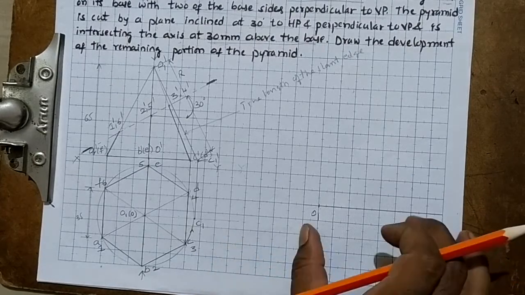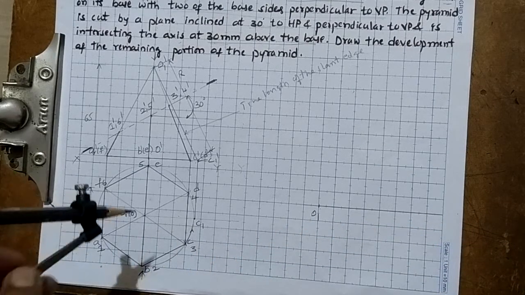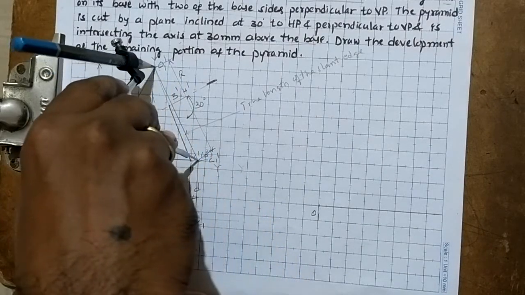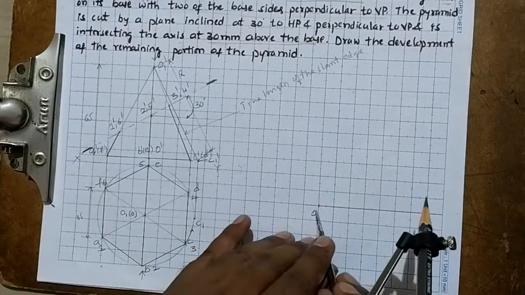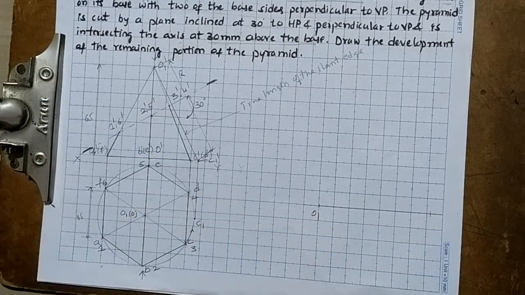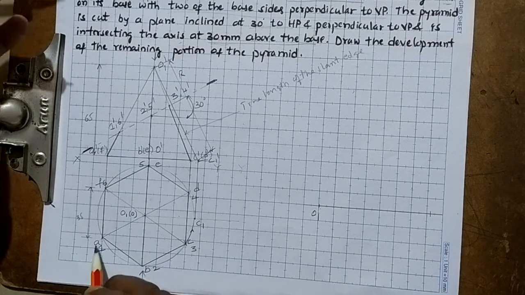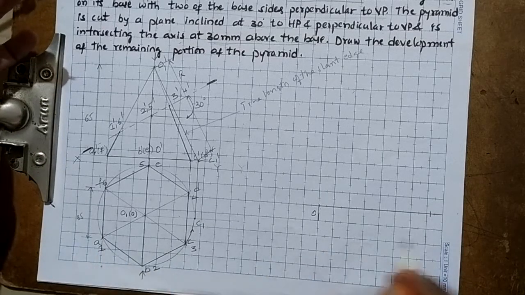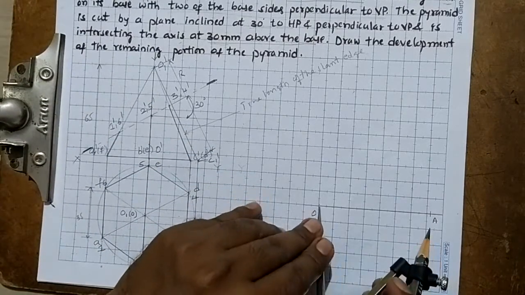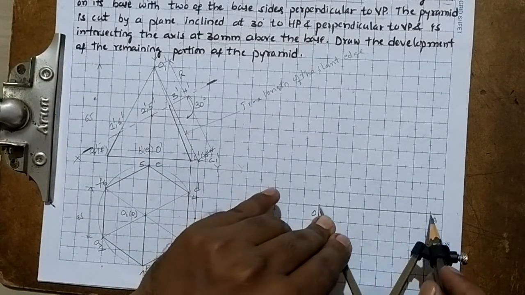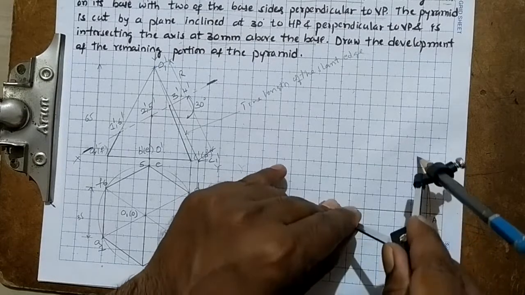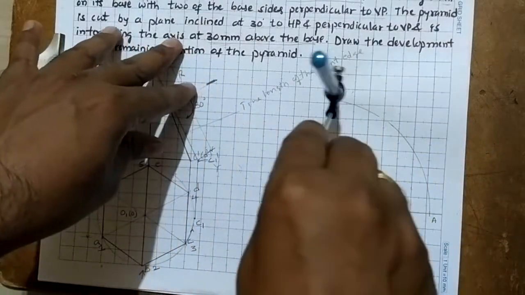Then on this horizontal line I will mark the true length of this slant edge, from here to here. Okay, see, I start the unfolding here at A. I write this name as A. After that, draw the arc, O1 is the center and O1A, the true length of the slant edge, is the radius. Draw the arc like this.